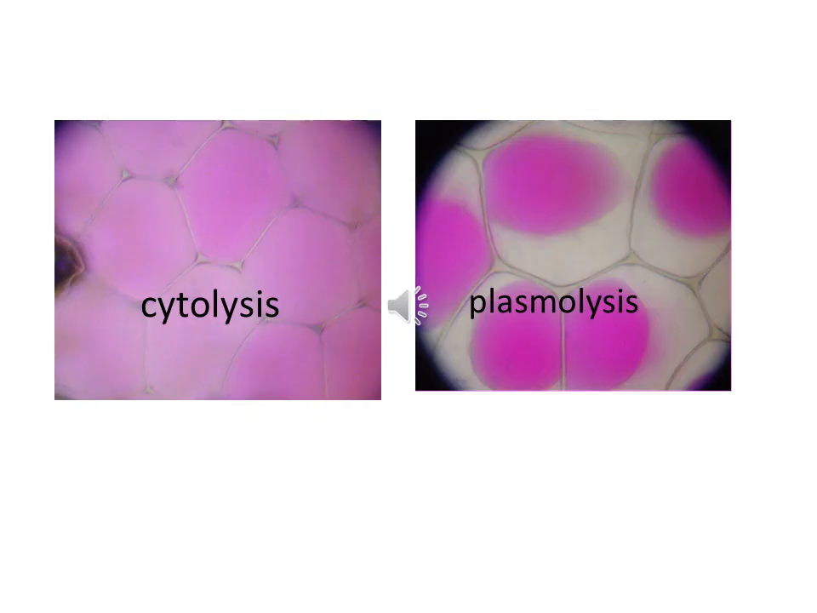In these two pictures, we can see the process of cytolysis. This is the swelling of cells in hypotonic solution, and the right picture is the process of plasmolysis, which is the shrinkage of cells when put in a hypertonic solution.